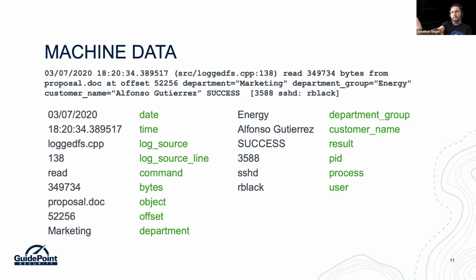These green highlighted fields are actually Splunk parsing out the data. We've parsed a date and a time, but we've also been able to parse out bytes, command, and department, customer name, result, PID, and process. So there are a lot of rich fields and key-value pairs in these logs that we can parse out with Splunk.